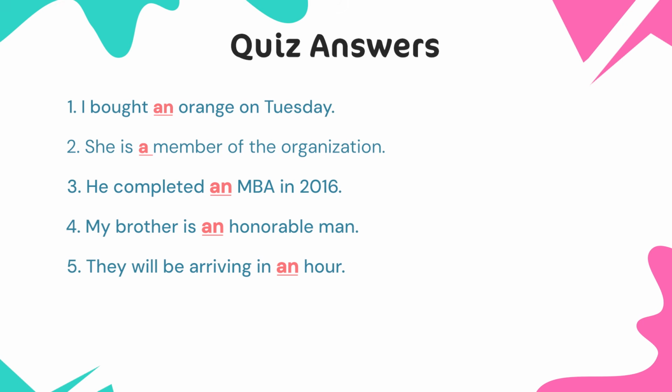Number 5, they will be arriving in an hour. The same thing is at play here. Hour has an initial vowel sound and the H sound is omitted, so we say an hour. And finally, number 6, they presented a united front at the meeting.